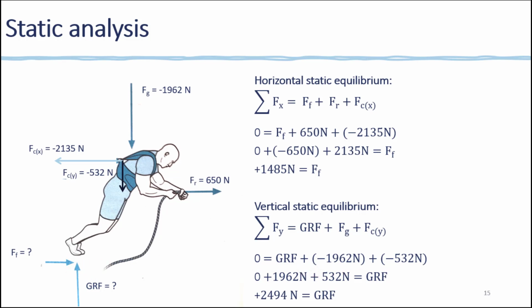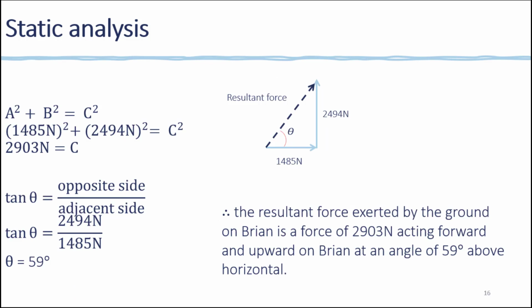So there's just one last thing. We should determine the resultant of the ground reaction force and the force of friction, but we also need the direction of this resultant. So to do this, we use the Pythagorean theorem to find the magnitude, and then we use trigonometry to find the direction. So using the Pythagorean theorem, we find that the resultant force is 2,903 newtons. And then in this case, we can use the vertical and the horizontal components to find the angle of the resultant force, which is 59 degrees.